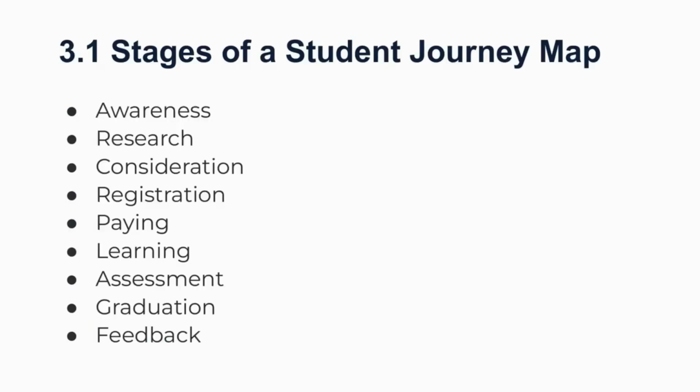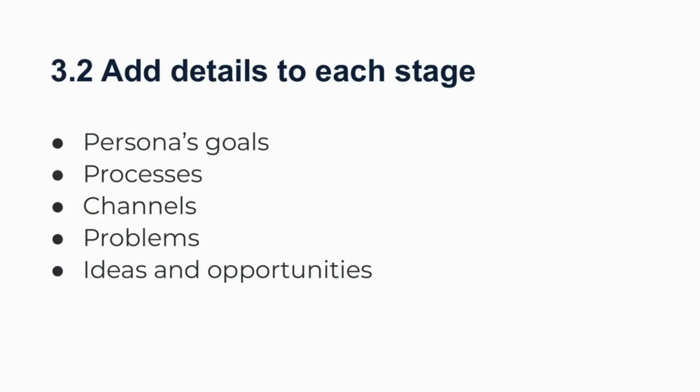As you see, we have here awareness, research, consideration, registration, payment, learning, assessment, graduation, feedback. However, the final number of stages in your journey mapping will depend on your particular case. And as you can see, it's almost the same as a customer journey map, right? Also, it is about time to add more details to each stage of your map. And at this point, we can return to step number 1.